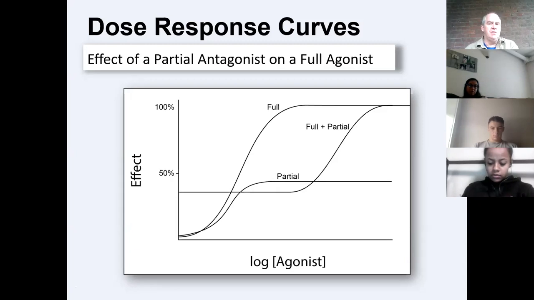So this is why these partial agonists are often called agonist-antagonists, because in some cases they seem to act like agonists, in other cases they seem to act like antagonists. So they're kind of somewhere in the middle. By themselves they act as agonists, but in the presence of a full agonist, they're acting like an antagonist.